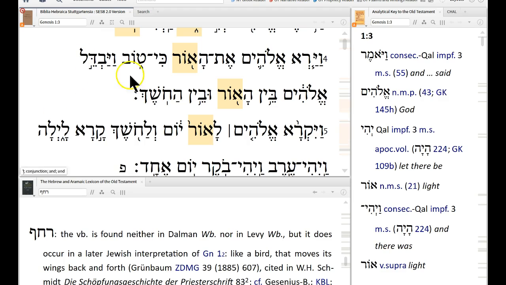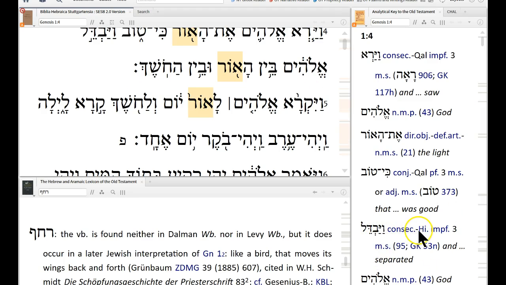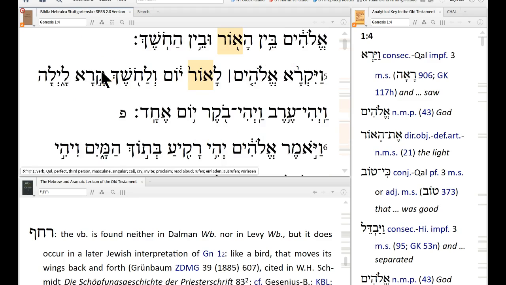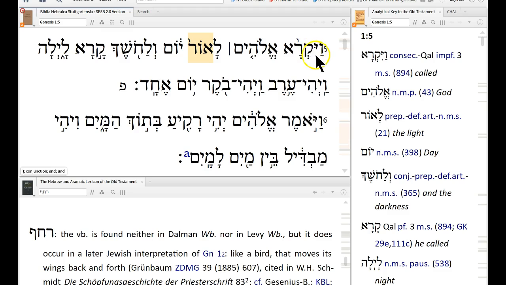We have another converted perfect here, and Elohim caused a separation between the light and between the darkness. And if we look at Akot, we see that this is a Hifil, converted or consecutive. You'll hear people using both those terms. Imperfect, so God caused separation between the light and between the darkness. And God called, first we'll read in Hebrew, Vayikra Elohim la'or yom, converted imperfect. God called to the light day, and to the darkness he called night. Notice that's how you have the definite article when you have prepositions. And there was evening and morning, day 1.